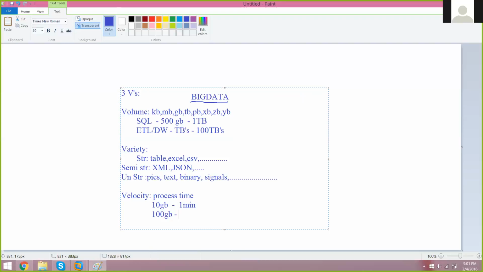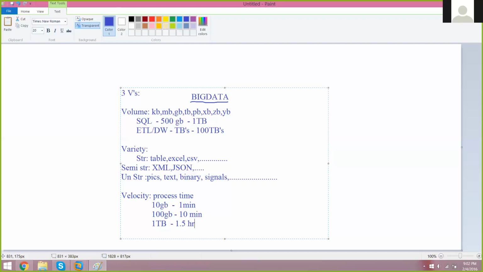10 GB is taking 1 minute. 100 GB will take 10 minutes, right? It's linear. But now it is increased from 10 GB to 1000 GB. Let's take 1 TB of data approximately. Then how much time will it take? Ten times more, right? Around 1.5 hours, right? 100 minutes. 1.5 hours will be taken.